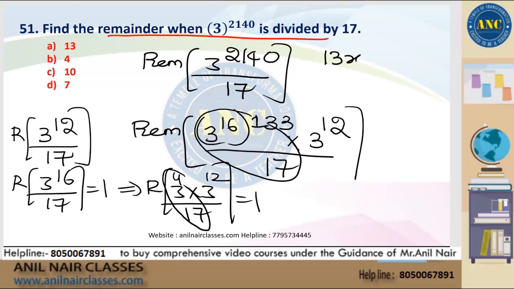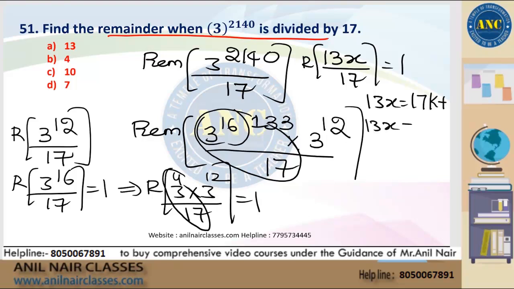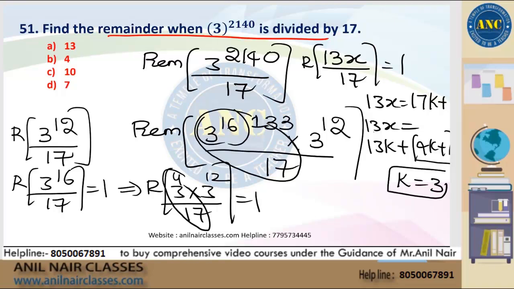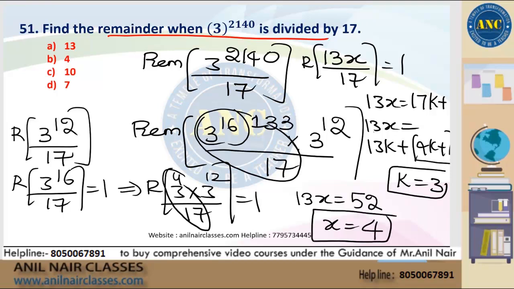So 13x when divided by 17 is nothing but 1. 13x is 17k plus 1. 13x is 13k plus 4k plus 1. Divisible by 13, so 4k plus 1 is divisible by 13. So k value is 3. If k is 3, 13x is nothing but 17 3's are 51 plus 1, 52. x is nothing but 4. Good question it is.